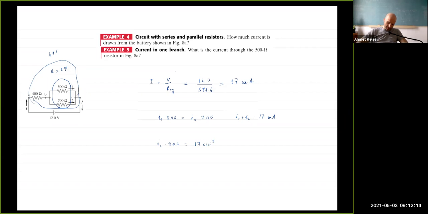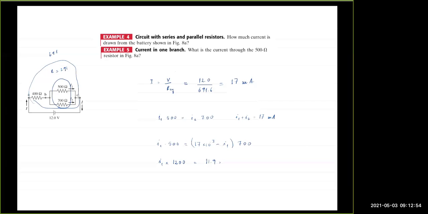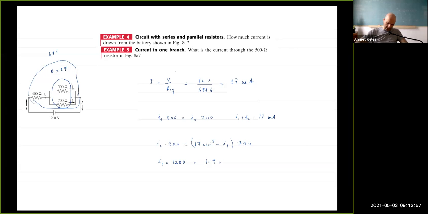minus I1 times 700. So this is I1 times 1200 is equal to, okay, it's 11.9 times, okay, that's it. So I1 is equal to this divided by 1200, something like 9 milliampere. Okay, so this is 5, this is 6.